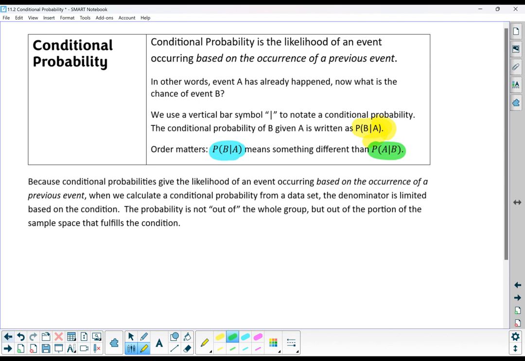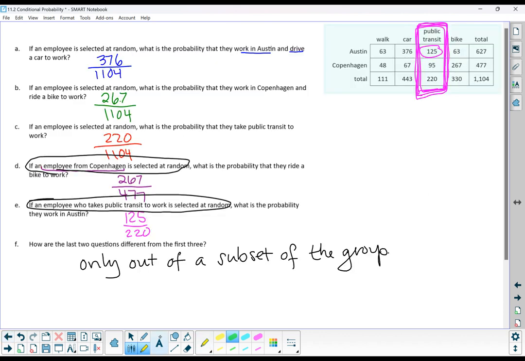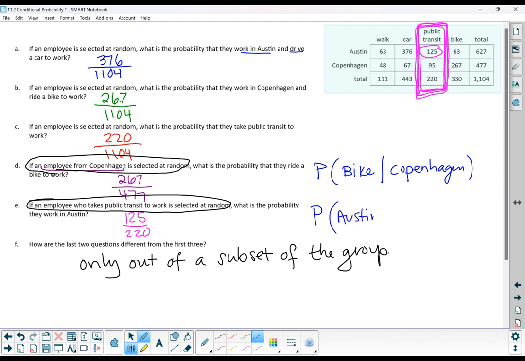So if I'm just going to go back one slide. If I was writing question D in conditional probability notation, I would say, what is the probability that they ride a bike given that they're from Copenhagen? And if I was writing question E in conditional probability notation, it would be, what is the probability that they work in Austin? And the given is that they take public transit to work.